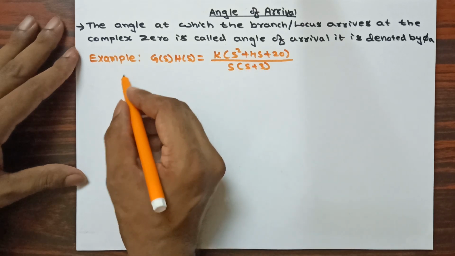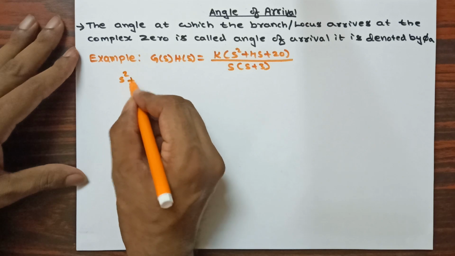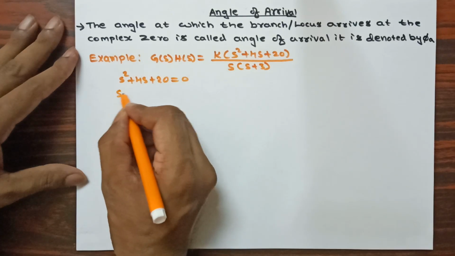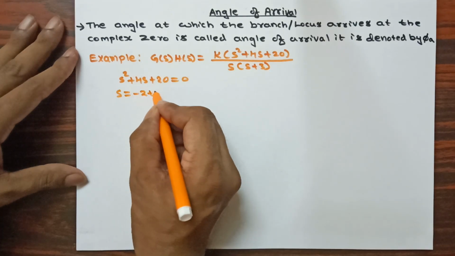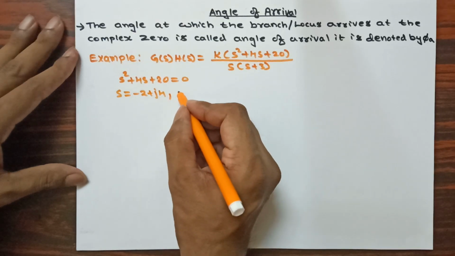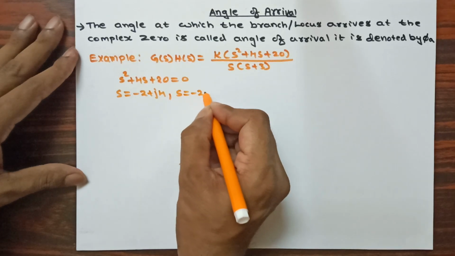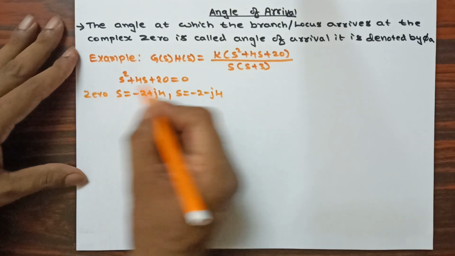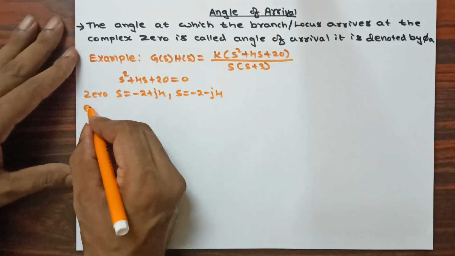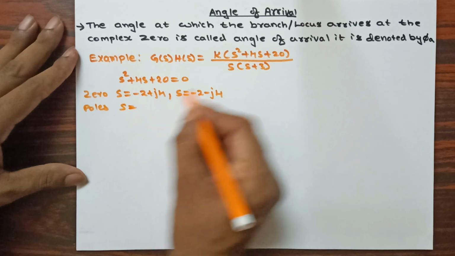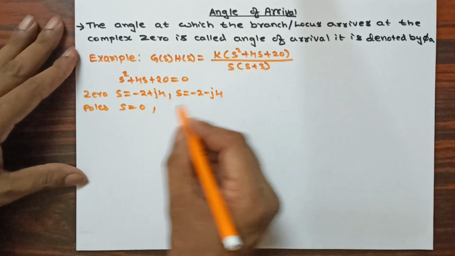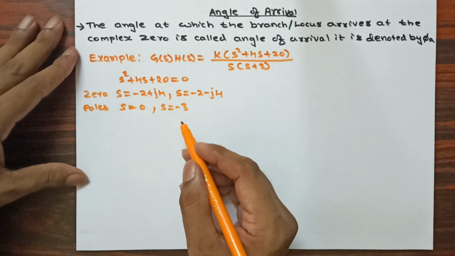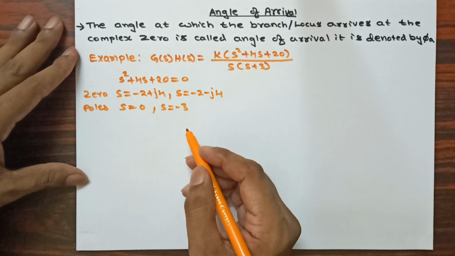In this problem, s squared plus 4s plus 20 is equal to 0. We are getting the complex zeros s equal to minus 2 plus j4, one complex zero, and the second complex zero s equal to minus 2 minus j4. These are the zeros we are getting from this example. And then the poles, s equal to 0 and s equal to minus 3. Now, by considering these poles and zeros, we are going to calculate the angle of arrival.